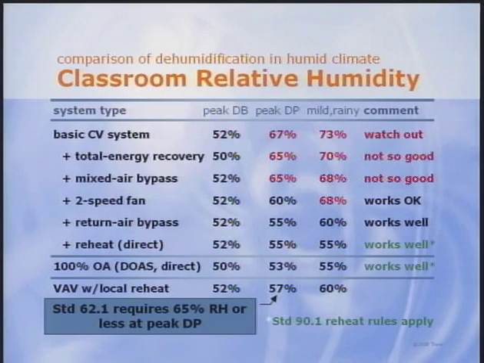100% outdoor air systems with a dedicated outdoor air unit can meet the standard 62 RH limitation, provided the dehumidified outdoor air is drier than the air in the zone. Even if the outdoor air is reheated, this approach usually meets standard 90.1 since heat is only added to ventilation air.